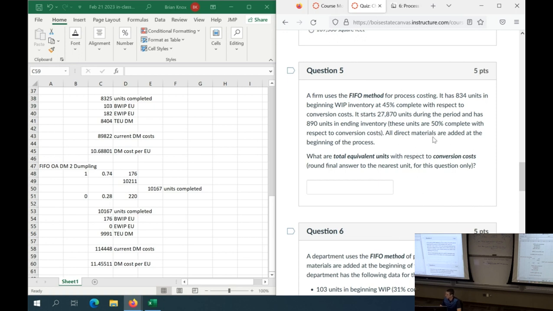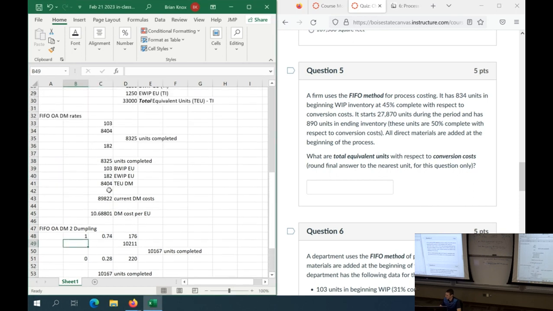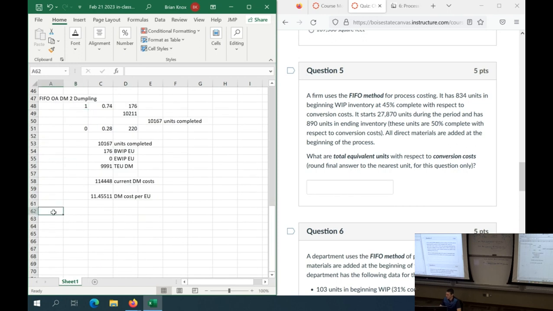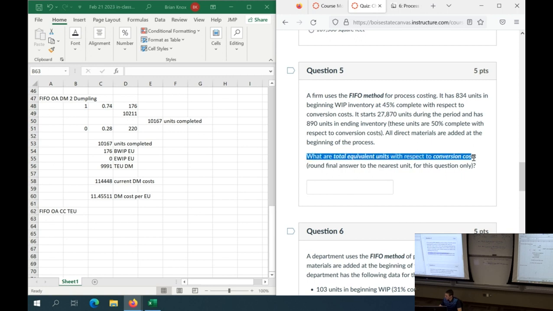Yeah, let's do this one just so we make sure we have a more robust set of open answer questions, and you don't come away from today thinking that we are only ever doing this procedure here. We're going to have to multiply by some percents complete here because this is talking about conversion costs. All right, so the question stem here says, what are total equivalent units with respect to conversion costs?